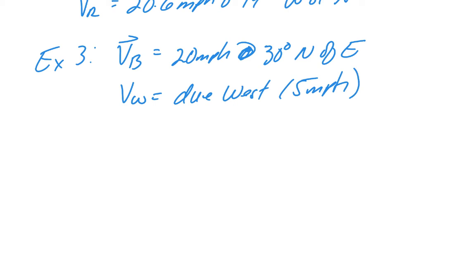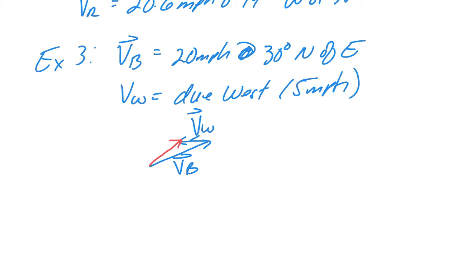Okay, so let's take a look and see what we've got here. We've got to do our drawing. It doesn't have to be to scale, but you want to be close. So I'm going to draw 20 miles per hour at 30 degrees north of east. That's the velocity of the boat. And then the velocity of the water due west at 5 miles per hour, maybe something that looks like that. There is the velocity of the water. Then if I draw my resultant, it's going to look something like this. That is going to help me out with my math a little bit.